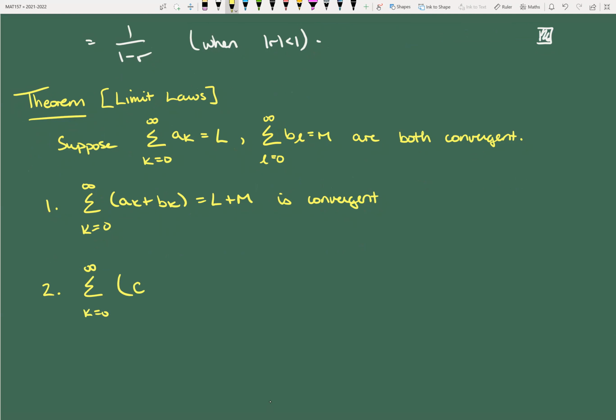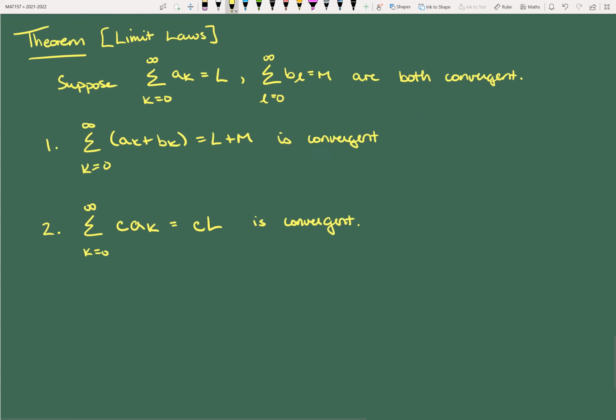And then the other thing, maybe we should use, no, let's use a C for this. So C times AK is convergent. I guess I didn't actually need to give them names like L and M. I could have just rewritten the series, but whatever. Does that make sense? Does everyone see what I'm saying? Sum of convergent series is convergent, and any scalar multiple of a convergent series is convergent. And again, the proof is super straightforward. It's literally just the limit laws.